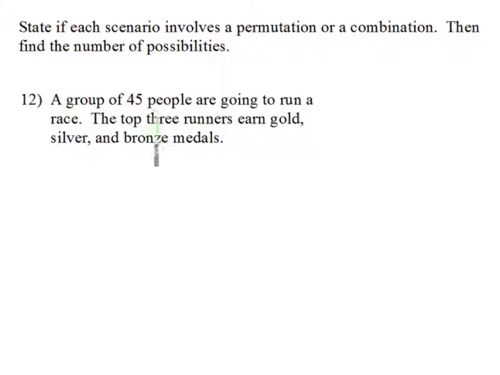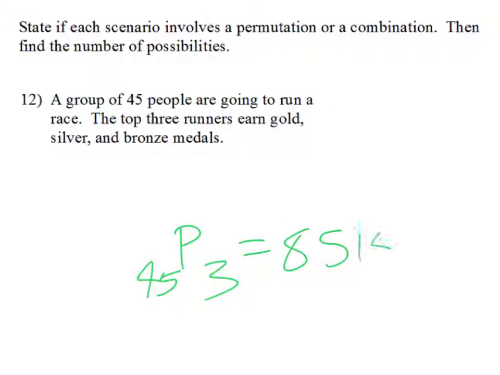Last one here, we've got a group of 45 who are going to run a race. Top 3 get gold, silver, and bronze. So this would be a permutation because we care about gold, silver, or bronze. 45P3. And we end up with 85,140 different permutations there.